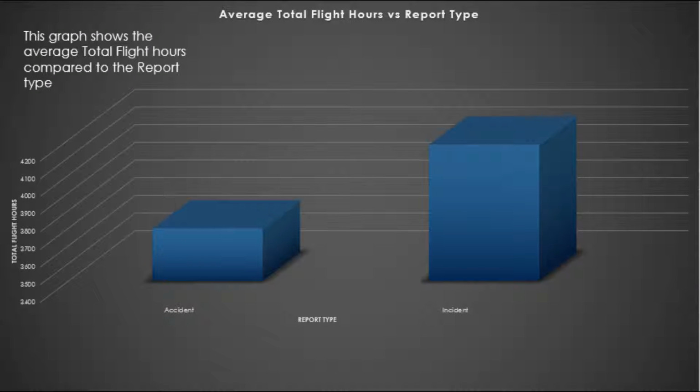This graph compares the average total hours flown to each report type. The data results are very similar to the last graph where there are more incidents than accidents when compared to the average total hours flown. These two graphs show that there are really not a great deal of difference between the total hours a pilot has flown to the average number of hours the pilot had flown in the model aircraft that they were flying.